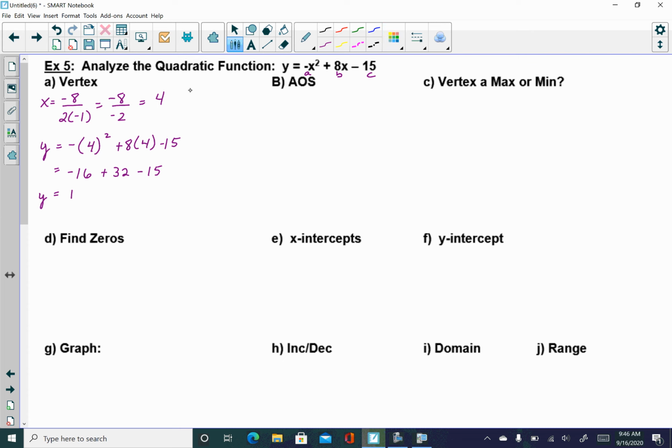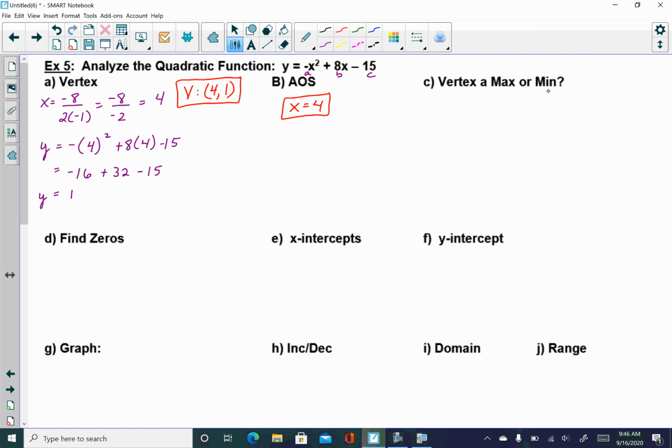We have a vertex now. Our vertex is equal to (4, 1). I'm going to box that in. I'll try to put all my answers in red. Axis of symmetry, won't have to do any work. Axis of symmetry, remember, is the x value of your vertex. So x equals 4. Okay.